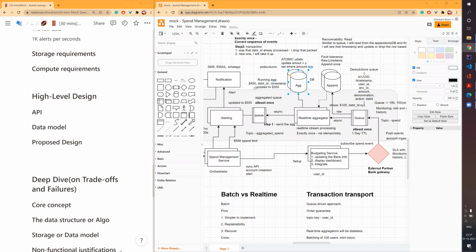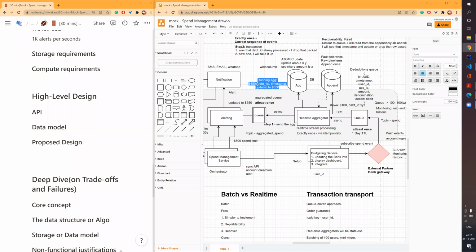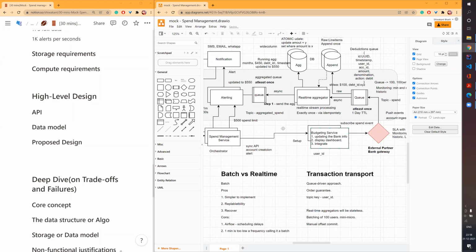What I meant is, this will be a running aggregate. Month will be one of the parameters here. So when the month rolls over, it will start with a zero balance, a zero debt for that person. So not exactly deleting, but because we are rolling to the next month, it will start off from zero. That is my intent here.